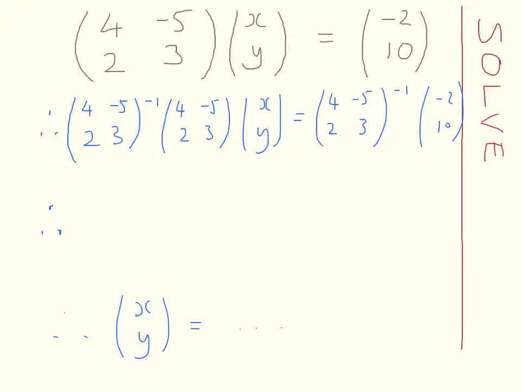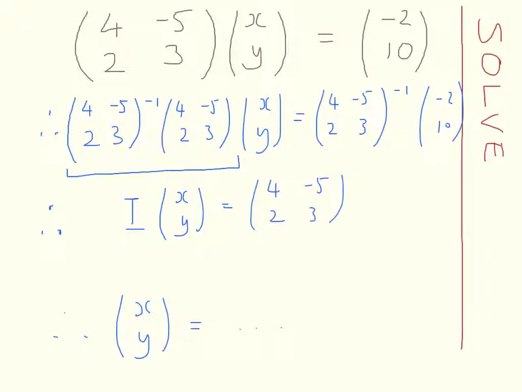Okay, what you should have got was this. Multiplying any matrix by its inverse gives the identity matrix. So we can now rewrite the left hand side like that. The right hand side, just leave it alone for the moment, just like that.